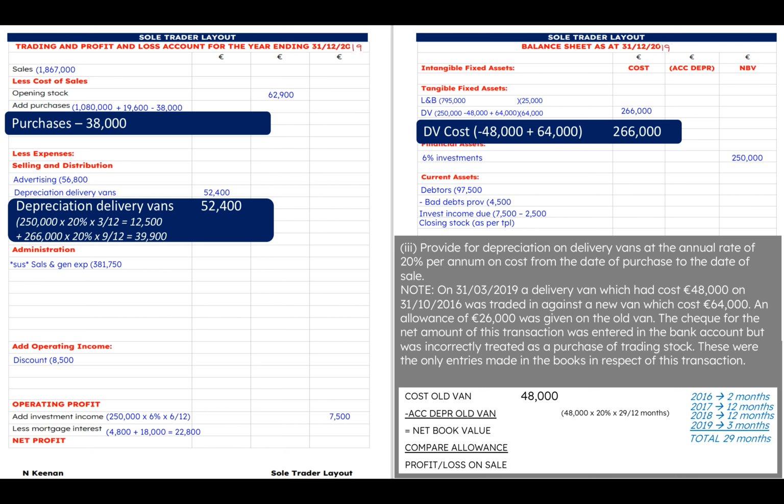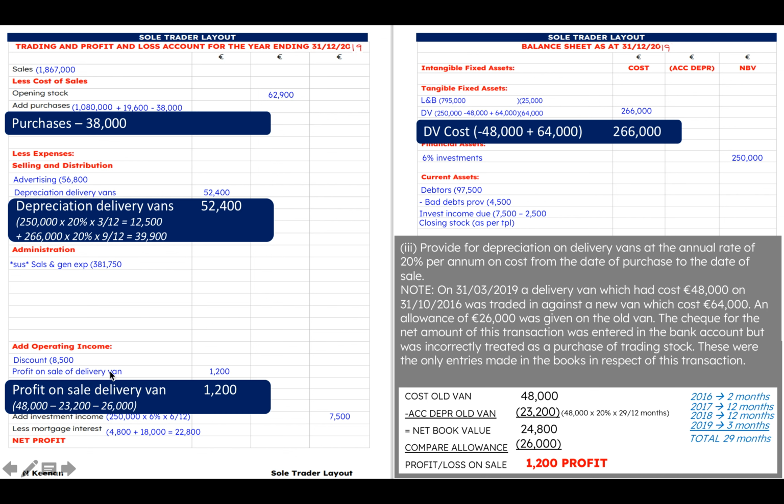So 48,000 by 20% by 29 over 12 months is €23,200. That gives us a net book value of €24,800. So that's how much it was worth at the time of sale. We'll compare it then to the allowance. There was an allowance of 26,000. Unfortunately for the car dealership, they paid more for it than what we actually valued it at. So we made, or Highland made, 1,200 profit. So here at operating income, we will put the profit on sale of delivery van, 1,200.